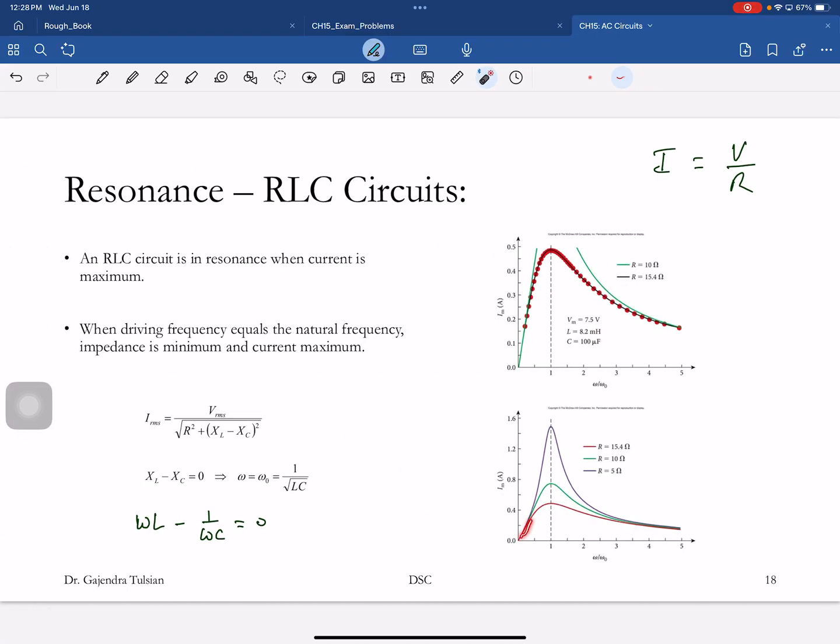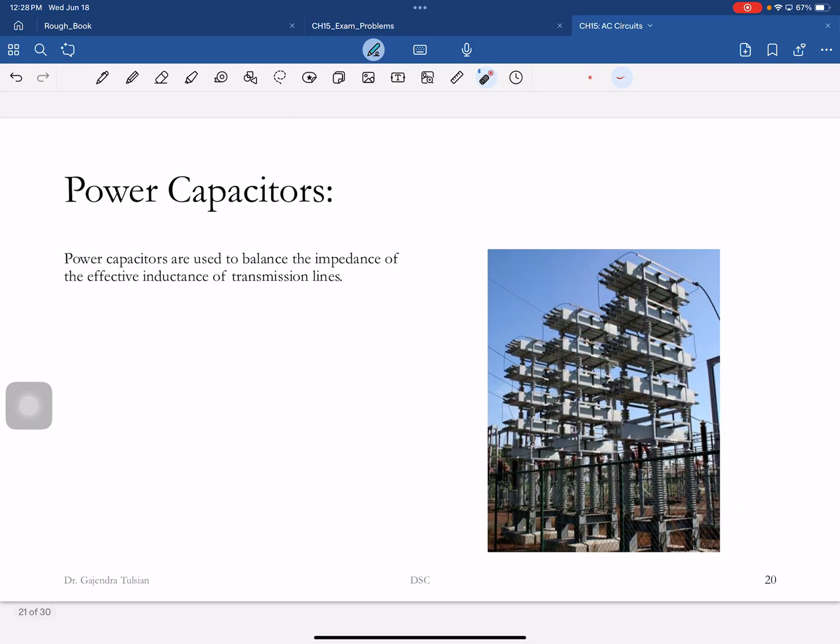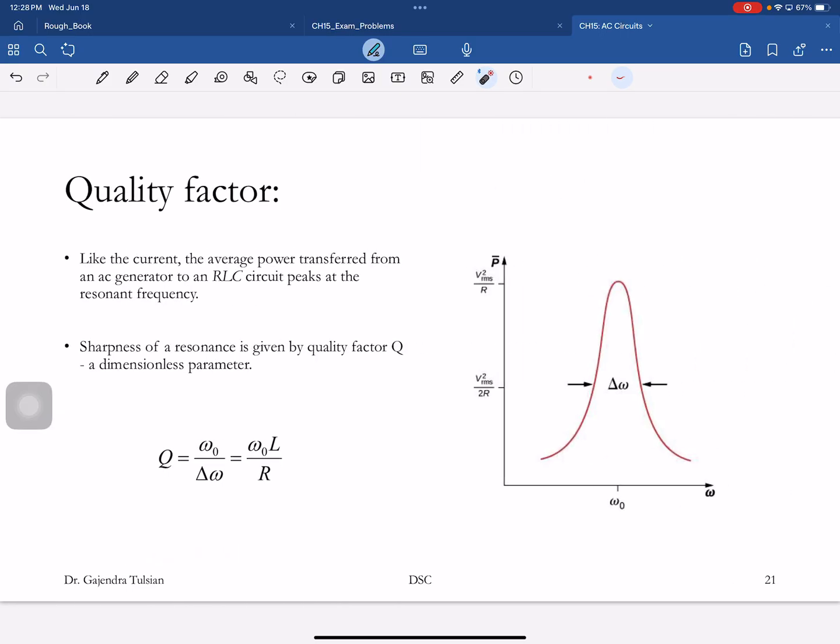So you see, this is the current, okay? And so here's the power being delivered to that circuit. Power is V square R, and so as a function of the frequency, this is the natural frequency of the circuit, and it goes like this. Power is also equal to I square Z. So when you plot that, it goes like that.